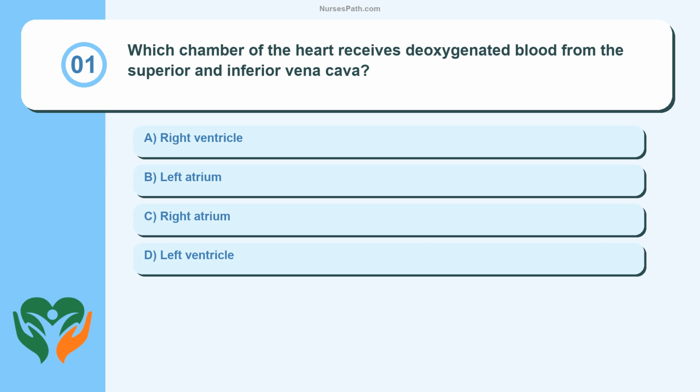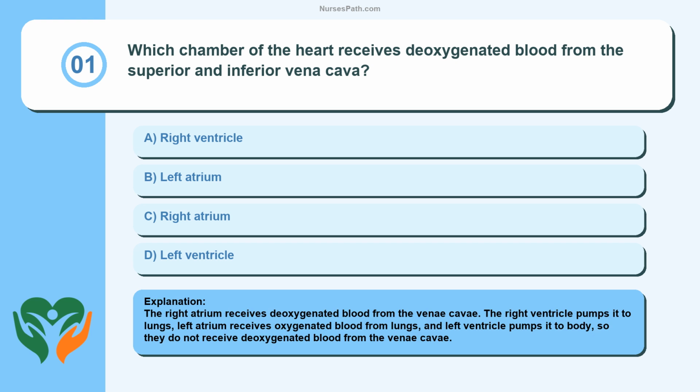Question 1. Which chamber of the heart receives deoxygenated blood from the superior and inferior vena cava? Right ventricle. Left atrium. Right atrium. Left ventricle. The right atrium receives deoxygenated blood from the venae cavae. The right ventricle pumps it to the lungs, the left atrium receives oxygenated blood from the lungs, and the left ventricle pumps it to the body, so they do not receive deoxygenated blood from the venae cavae.